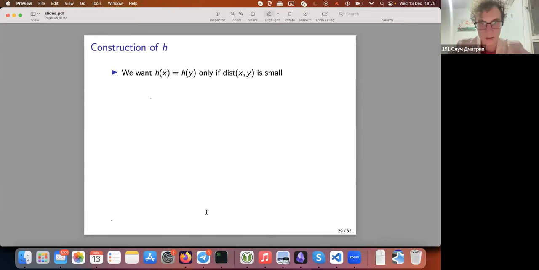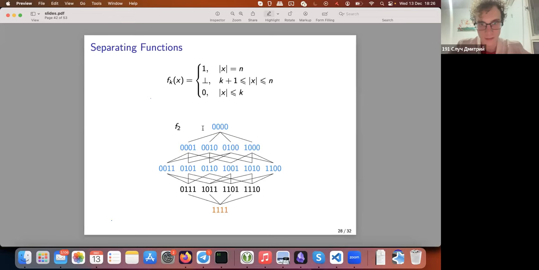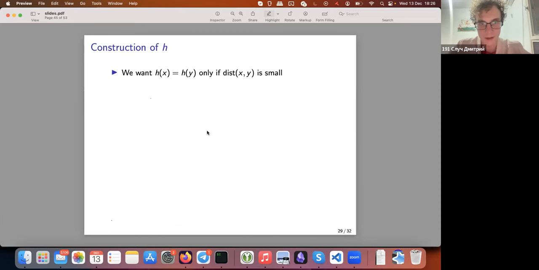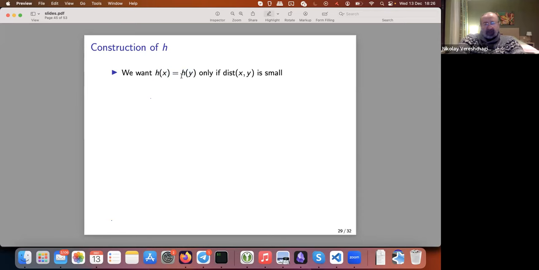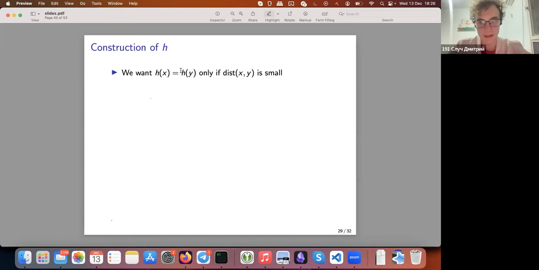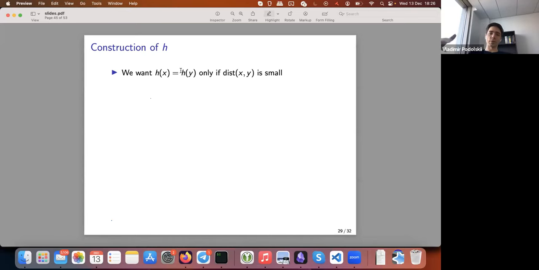And to construct H, we want the distance between ones and zeros to be large. It's equal to n minus k. And we want good shifts, we want good values of H. We want to show now that the communication complexity is small. Just to remind people of that, right?